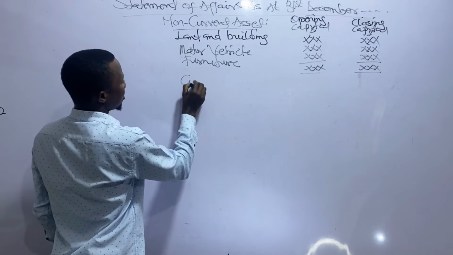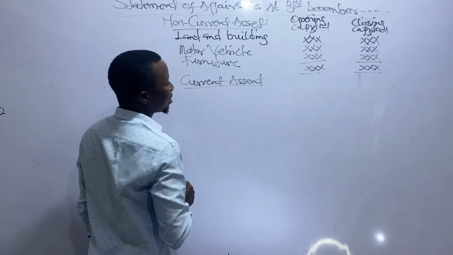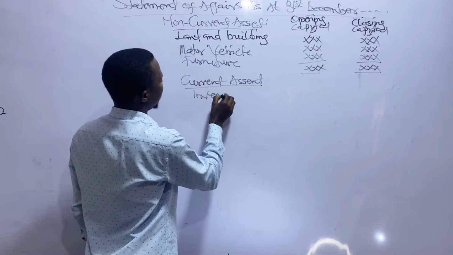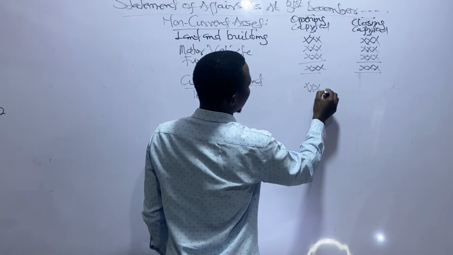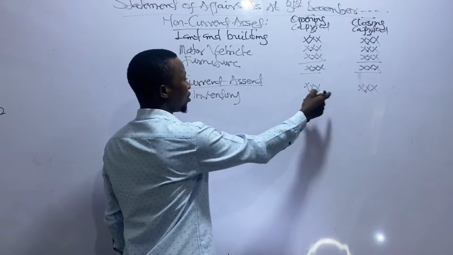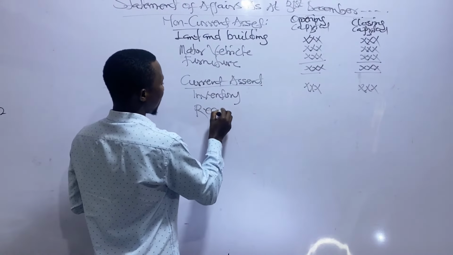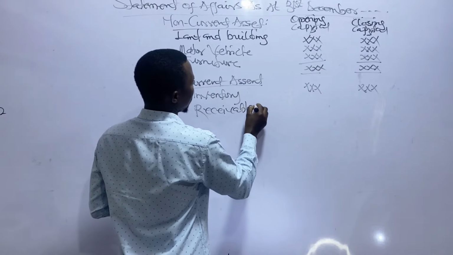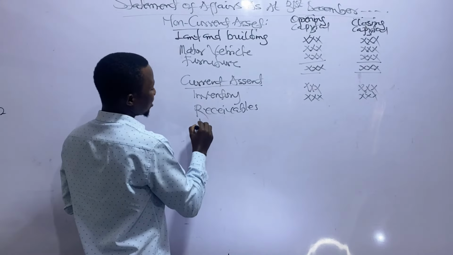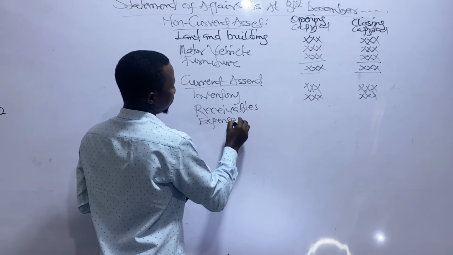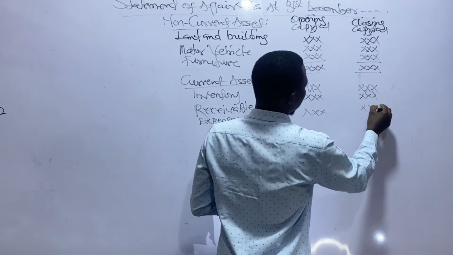Then we move to the current asset. So with the current asset, let's say we have inventories. Inventory, good. At the beginning, then at the close of the period: opening inventory, closing inventory. Let's say we have receivables. Good. Let's say we have expenses prepaid or expenses paid in advance. Then we have to bring it.